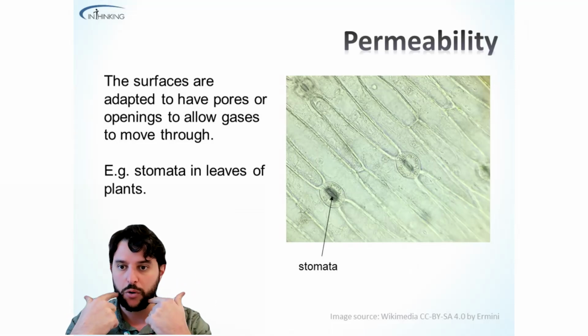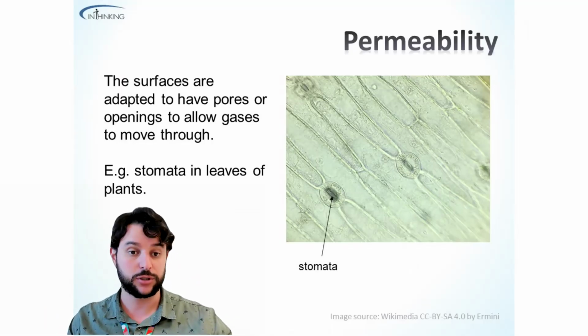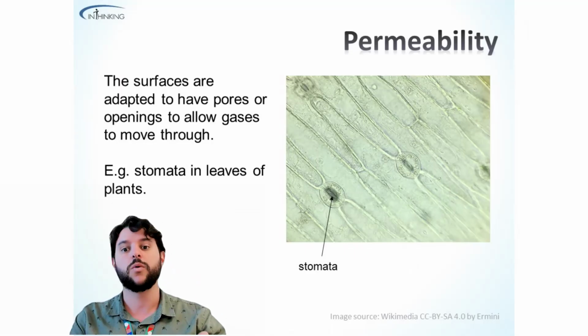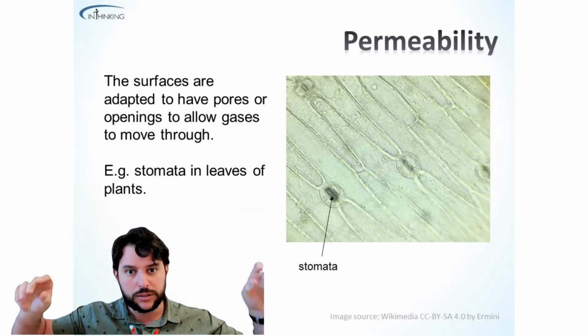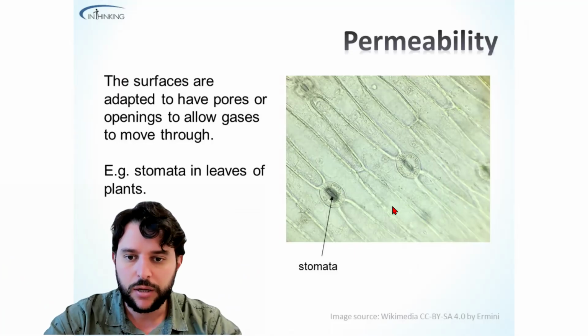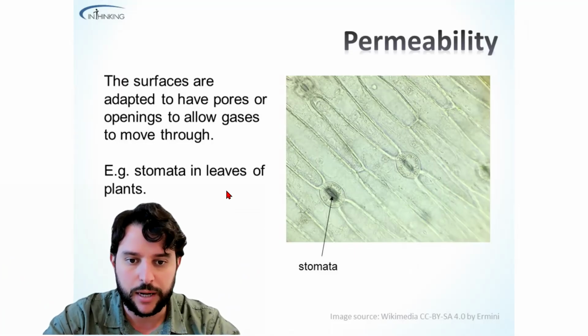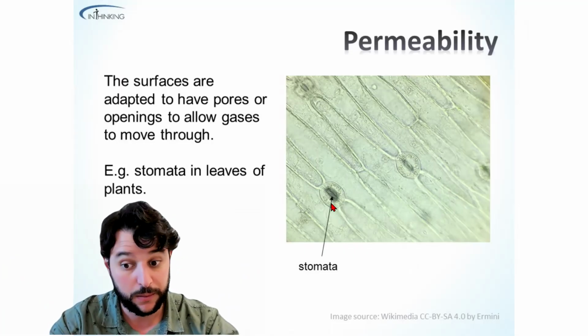But your mucosa or your inner layers, for example your stomach or your lungs, are permeable. Once molecules arrive in this structure, they pass through the membranes and they reach the cells. Here we have an image of stomata in the leaves of plants, so then we have exchange of gases.